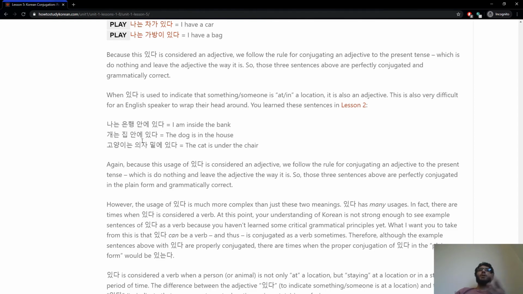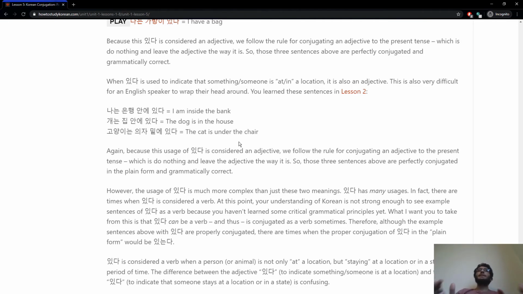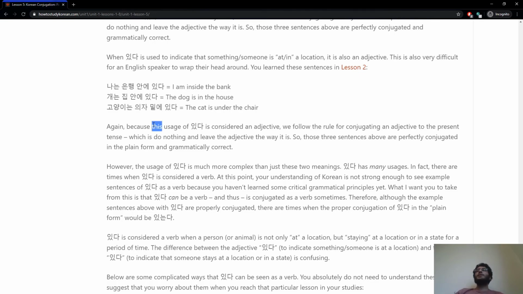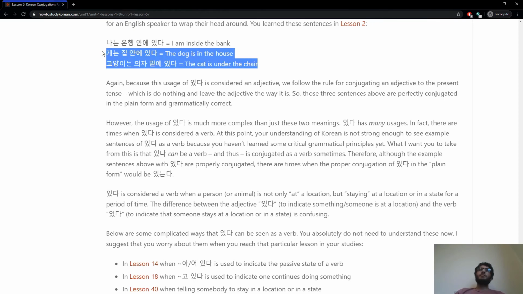나는 은행 안에 있다. I am inside the bank. 개는 집 안에 있다. The dog is in the house. 고양이는 의자 밑에 있다. The cat is under the chair. Again, this usage of 있다 is an adjective, so in the present tense, you wouldn't change any of the conjugation. So they're conjugated already into the plain form.